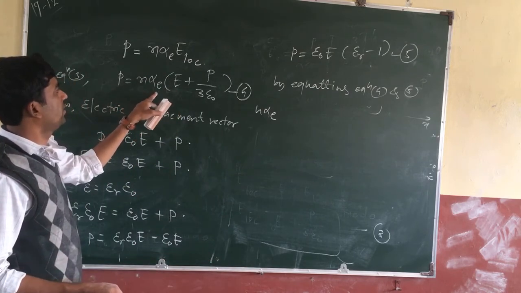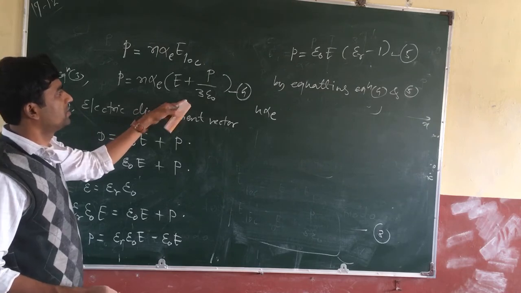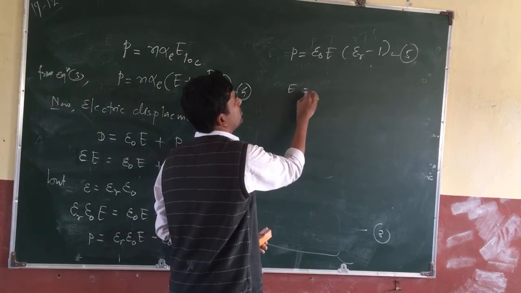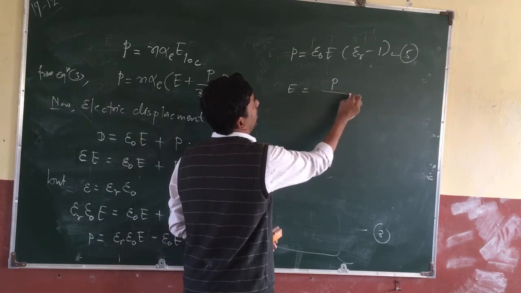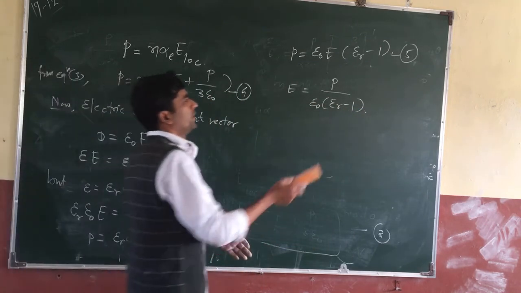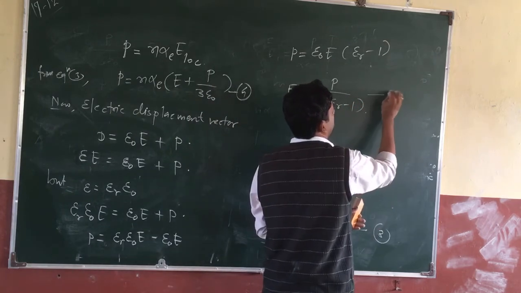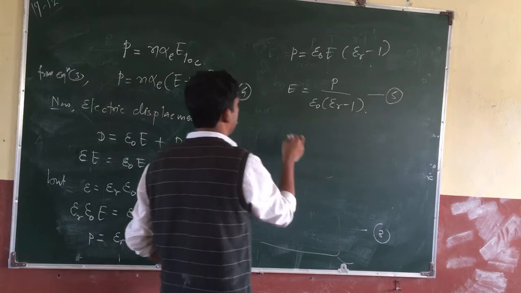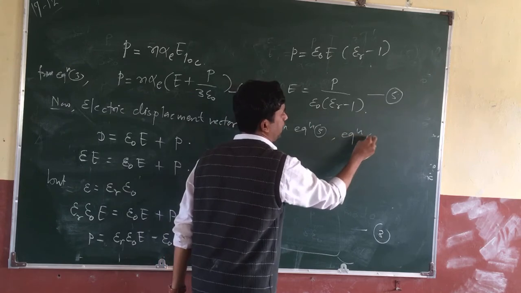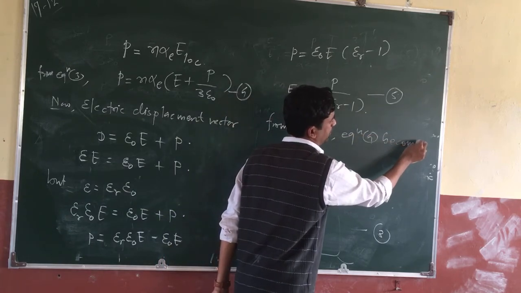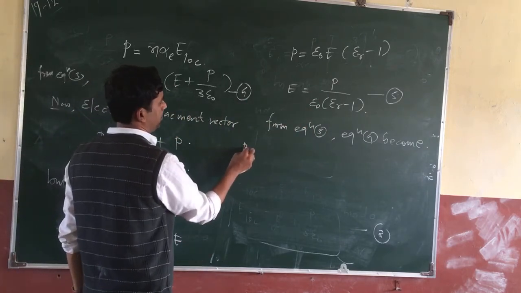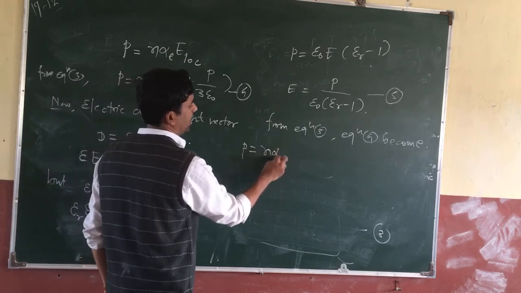P is equal to N alpha E. P is there. Okay, don't equate. Obtain the value of E here. E is equal to P divided by epsilon naught times epsilon R minus 1. Okay, so this is your equation number 5. Substitute this value in equation number 4. Substituting equation 5 in equation number 4, we will get P is equal to N alpha E.